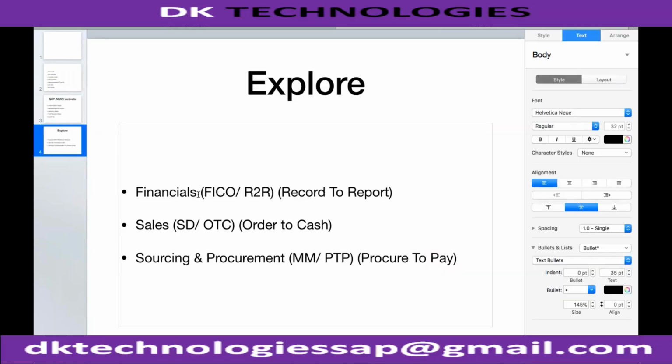Actually, according to me, that is a wrong approach. If you are an SD consultant, you may not be able to understand the accounting impact. You may not be able to know which GLs will be impacted. But that doesn't mean that you are not responsible for the complete order to cash. You are responsible for the complete order to cash.